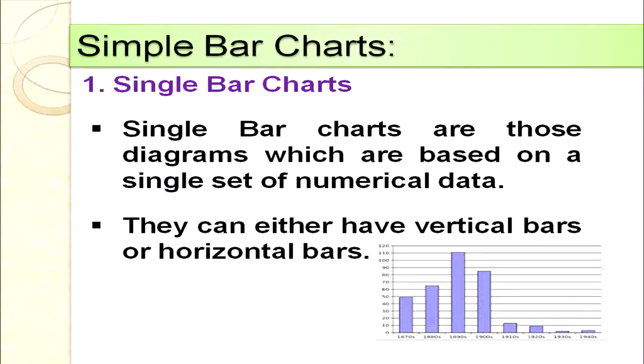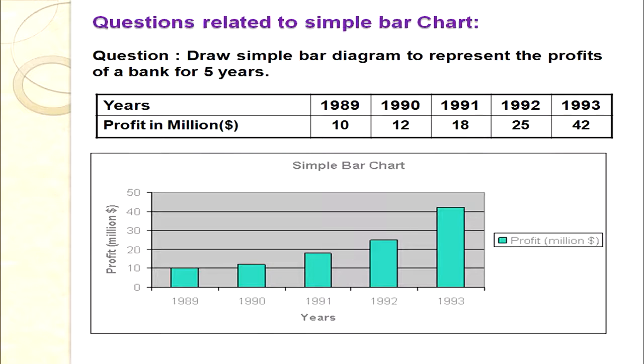Simple bar charts are those diagrams which are based on a single set of numerical data. That means we got only one type of data. While we are drawing these bars, they can be vertical as well as horizontal, but as I have told you earlier, you will always go for vertical bars. Now, let us see it with the help of a question. Draw a simple bar diagram to represent the profits of a bank for 5 years.